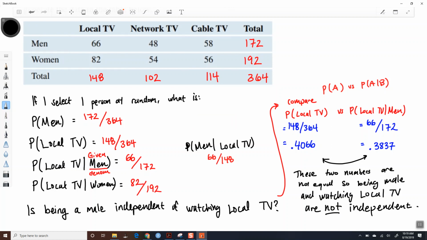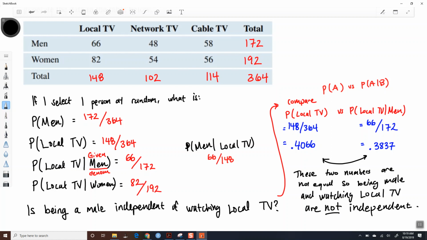Later on, we will talk about the effect of randomness in all of this. Here we are saying 0.4066 is different from 0.3837. Because those numbers are different, we're going to say they are not independent. And I think that's fine right now. But later on, we'll start to ask questions and say, well, this is what I observed in my sample, this random sample of 364 people.